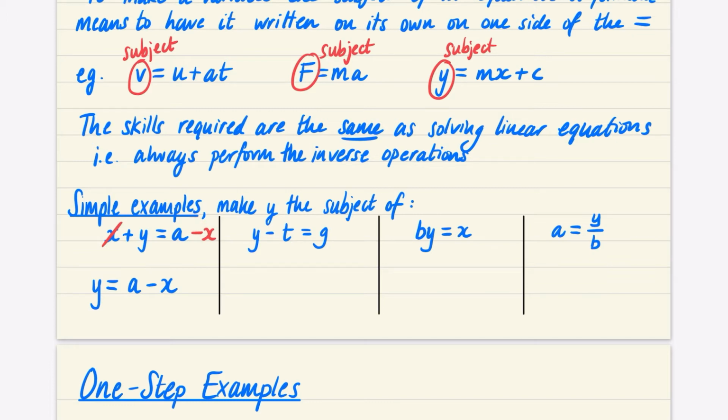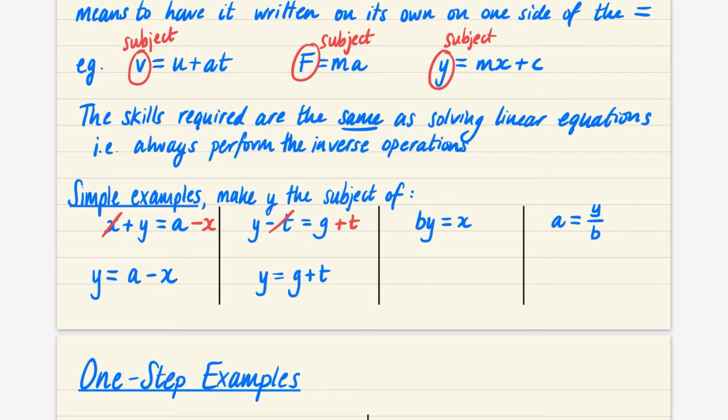Now you can see what's going to happen for this one. To get rid of that subtract T, we just change it to a plus T. So with Y as the subject, it's Y equals G plus T. Now this one, if we want to get Y by itself, to get rid of that B, we do the opposite of multiplying by B, and we're dividing it by B. So immediately we've got the answer that Y equals X divided by B.